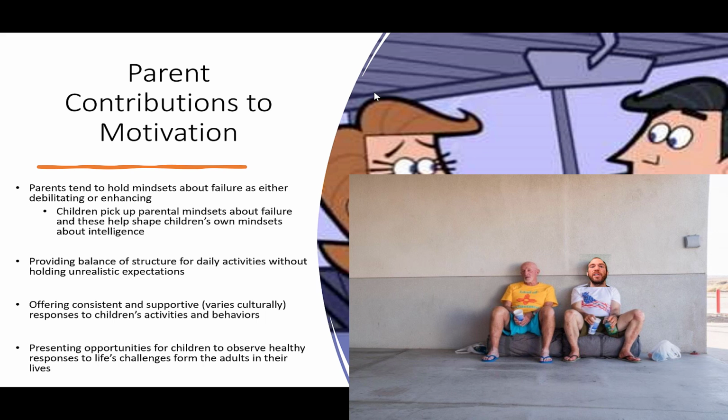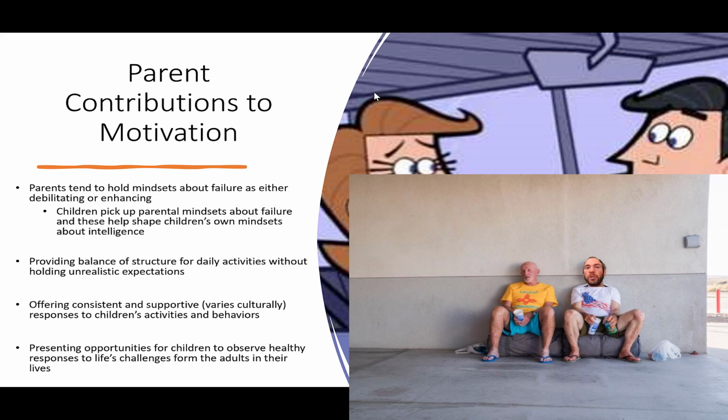So the idea here is that parents have particular views about failure, about growth versus fixed, mastery versus performance learning goals, and children pick up on that and they develop it themselves. So when parents provide consistent and supportive responses to children's activities and behaviors, and children observe how parents or caregivers and families interact or respond to challenges within their life, it helps shape the child's reactions to dealing with hardships within their lives.